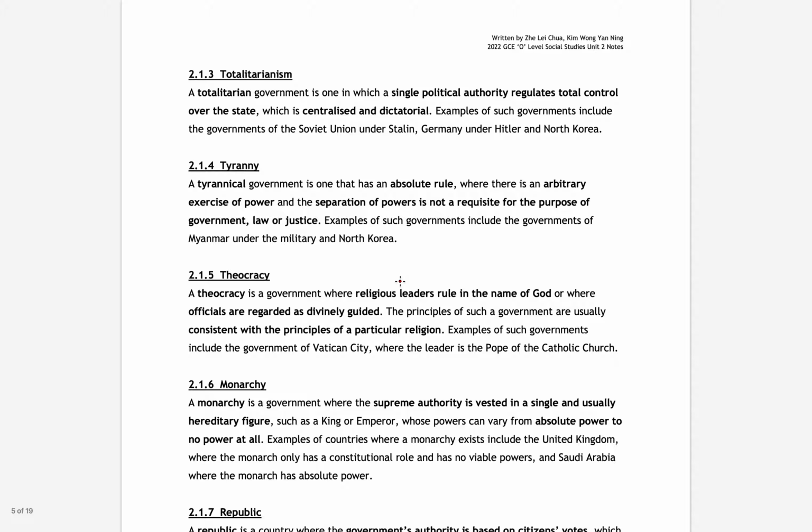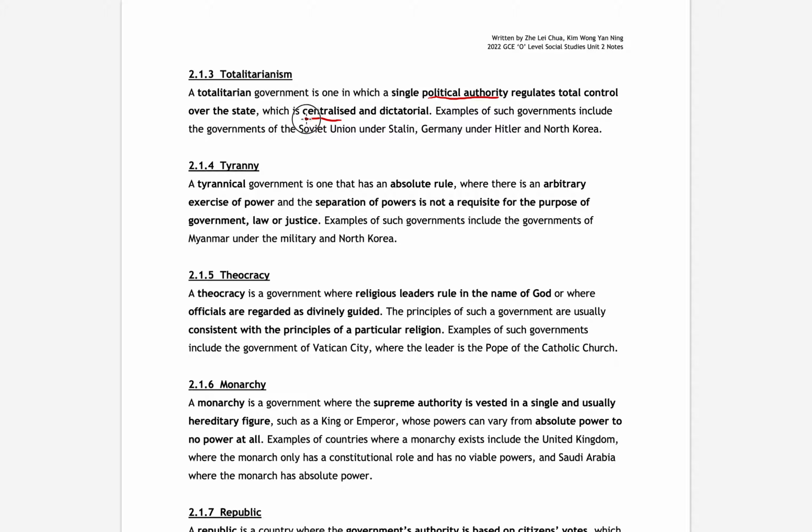Next, totalitarianism. All right, so this is similar to what we talked about before, which is the autocratic system. Totalitarianism is when a single political authority exerts total control. So yeah, centralized control.